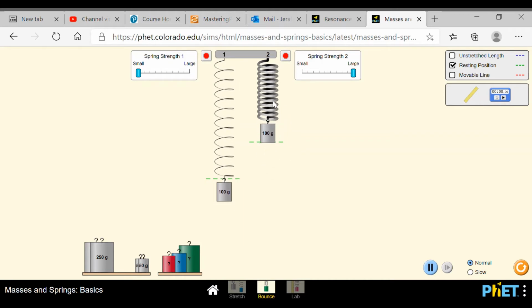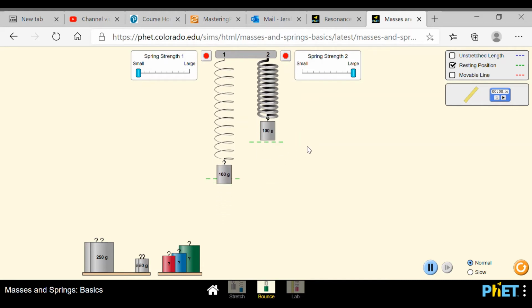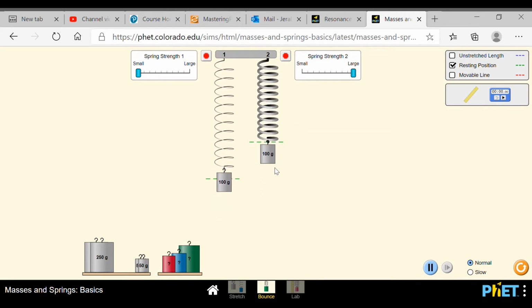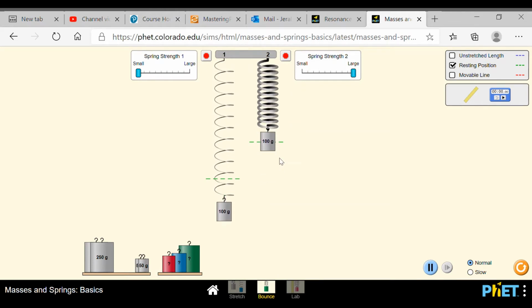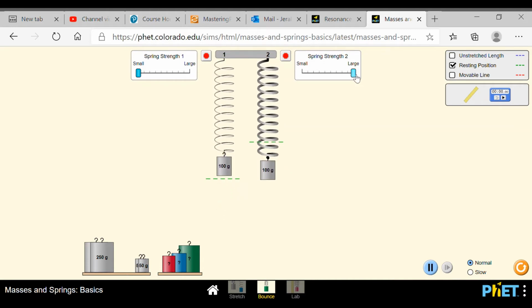The stiffer spring is pulling harder, and therefore it's going to accelerate the mass more quickly, and it can move back and forth a lot faster. So we see a larger frequency of oscillation with a stiffer spring with the value of k, and we saw that in the equation for the frequency.